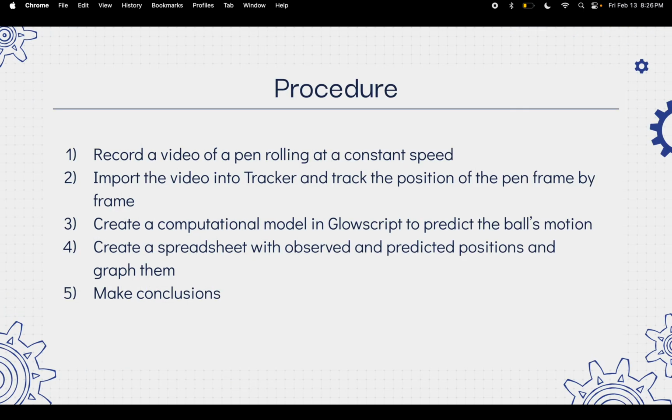And then for the procedure, the first thing we did was record a video of a pin rolling at a constant speed. Then we imported the video into Tracker and tracked the position of the pin frame by frame. And then we created a computational model in GlowScript to predict the pin's motion. Then we created a spreadsheet with observed and predicted positions and graphed them. And then we made conclusions.